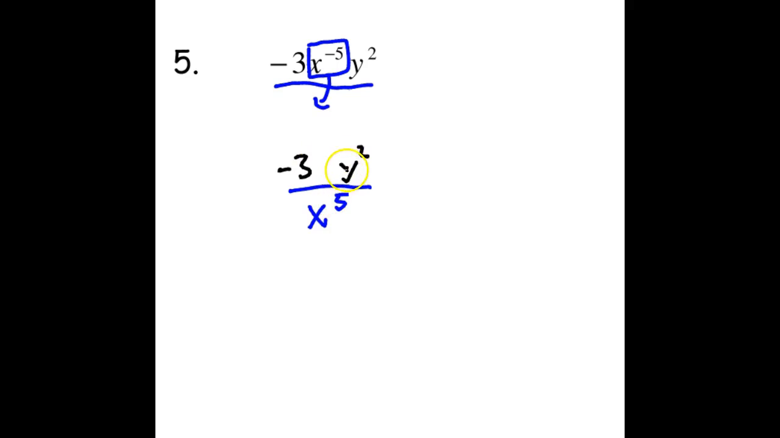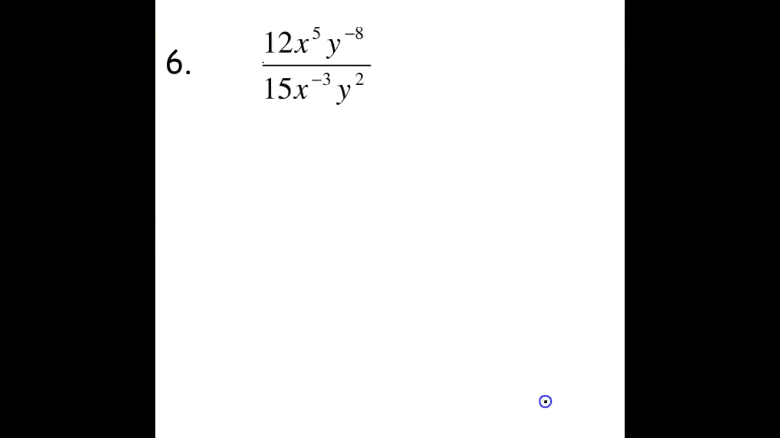Nothing else to do here. The 2 on the y is positive, so that doesn't move or anything. And the negative 3, that's just a regular number. So remember, don't move all negatives, just move negative exponents. So you can go through and just see ahead of time what parts will move and what parts will stay put. Okay. And let's keep it going.